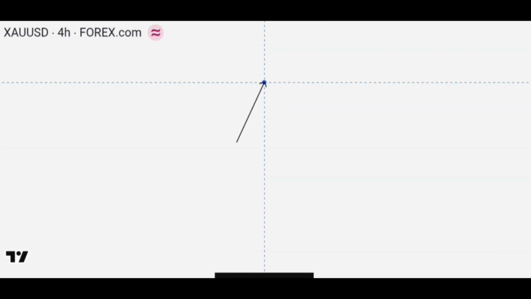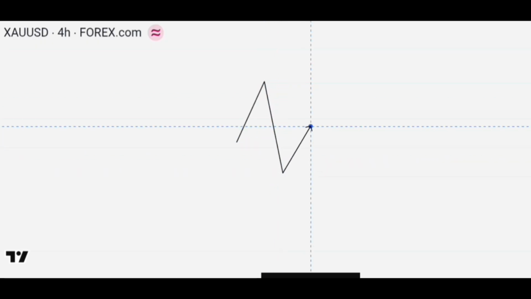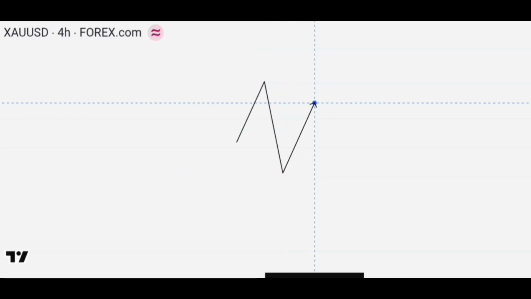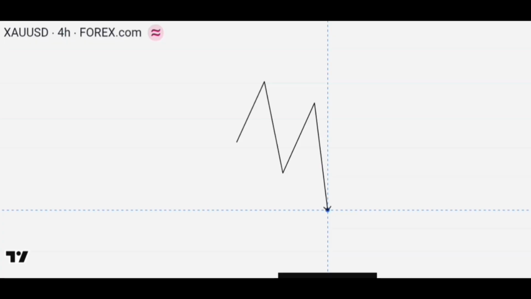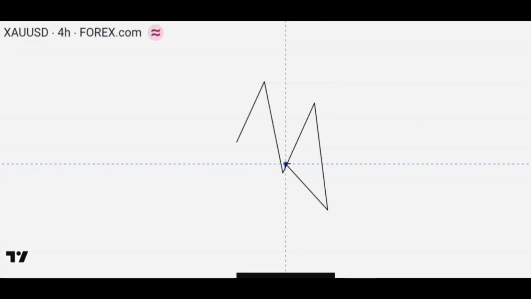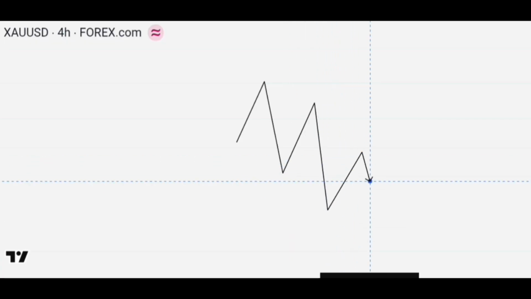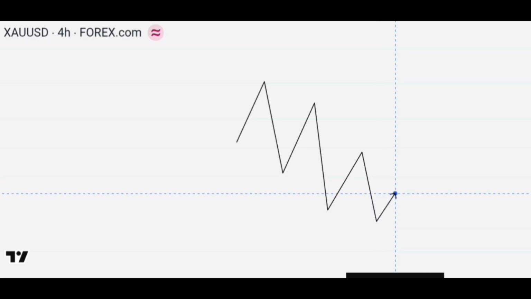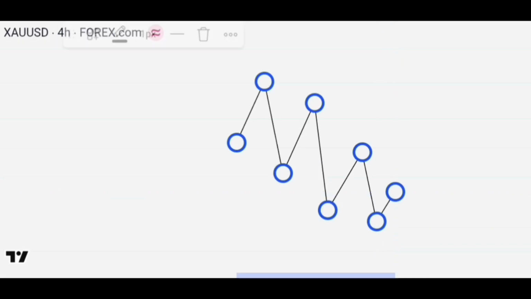But if a market creates a high, then creates a low, creates a high, this is called a lower high. Then it creates another low. Because the low is lower than the previous one, it is called a lower low. Lower high, lower low. This is a downtrend. It means sellers are in control.